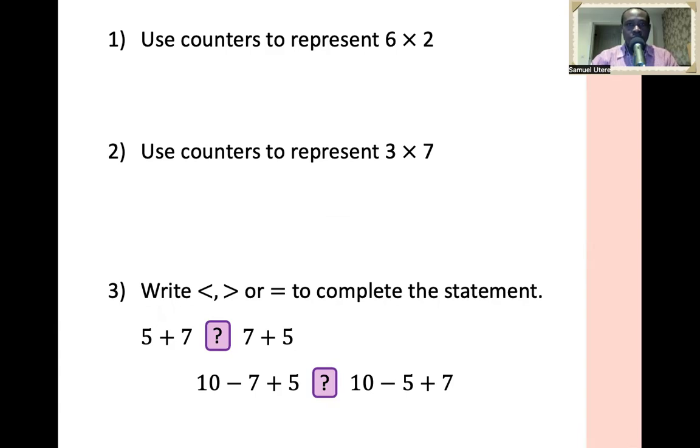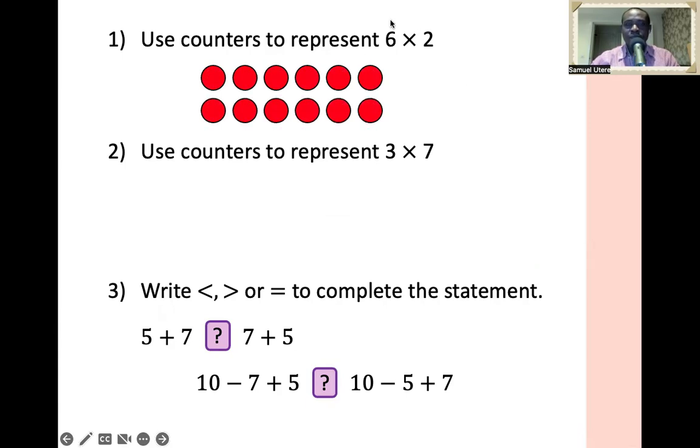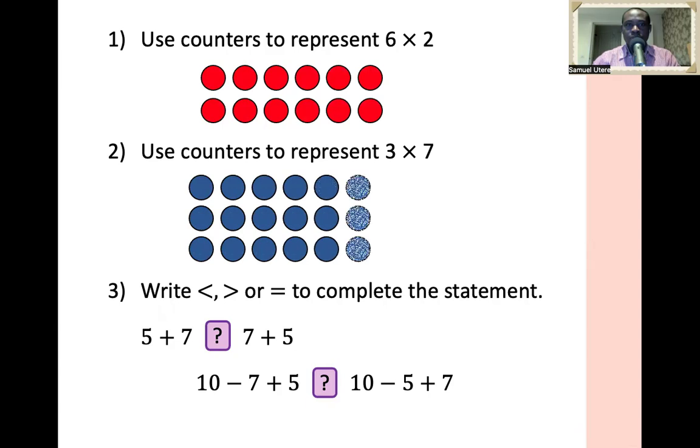Assuming you've paused the video and you've answered the questions, here are the answers. Here you were asked to use counters to represent 6 times 2. If you remember one of our lessons, we always present the counters in columns by rows. So this means we need 6 columns by 2 rows, so 6 columns of 2. Here is going to be 3 columns of 7.